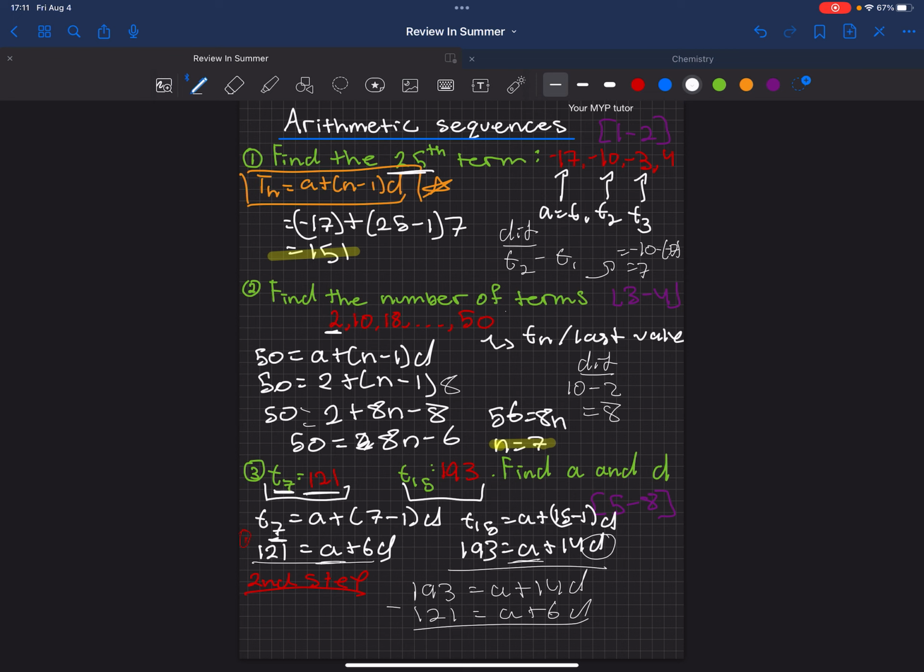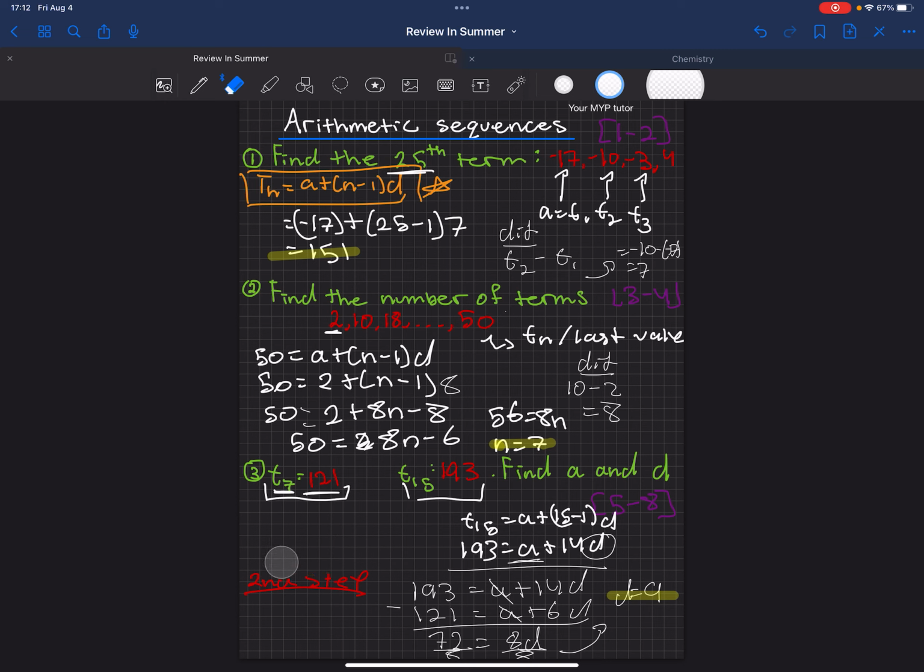So we know that 193 minus 121 is 72. And then we can eliminate a, and then we know that 14 minus 6 is going to be 8d. We divide 8 on both sides, and we find that d is equal to 9. Okay? Now, the third step is substitution.